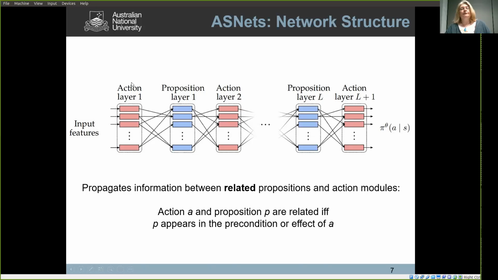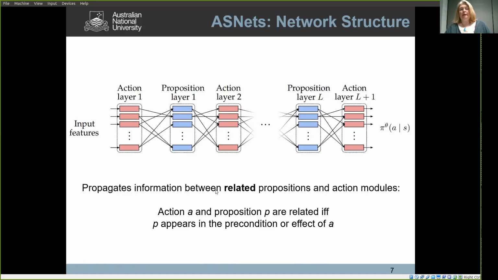An ASNet consists of alternating layers of action and proposition modules, with the first and last layers being action modules. Each action layer has one action module per action in the problem, so it's problem specific. Each proposition layer has one proposition module per proposition in the problem. And there exist only connections between related proposition and action modules in adjacent layers.